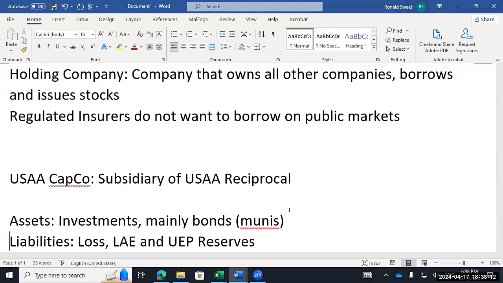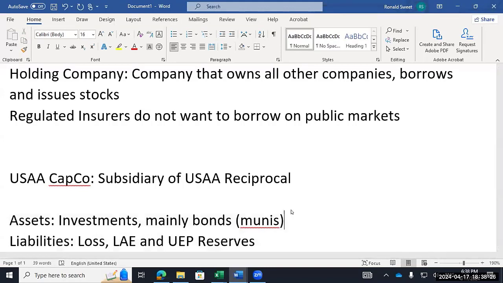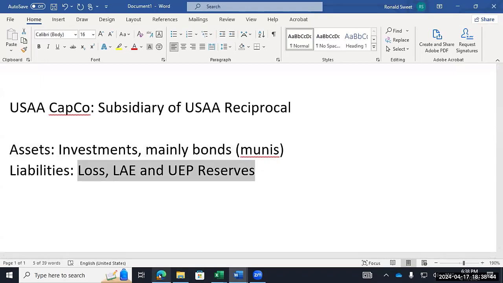All right. So their liabilities are loss, LAE, UEP reserves. That's probably 80-90% of their liabilities. So that asset side's pretty straightforward. Most of the other assets are receivables of some kind. We'll talk about why they do so much in munis. It has to do with the fact that life insurance companies almost never buy munis. P&C companies buy billions and billions and billions of dollars in munis. And then the accountants have all of this and the actuaries set up all of this. So that's essentially their balance sheet.